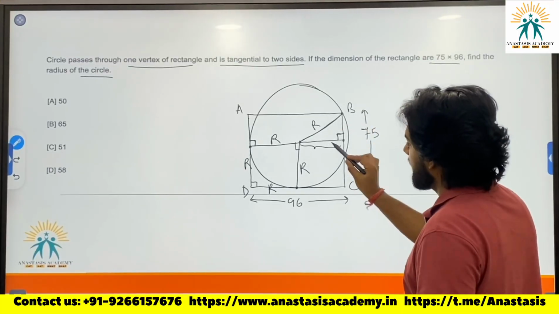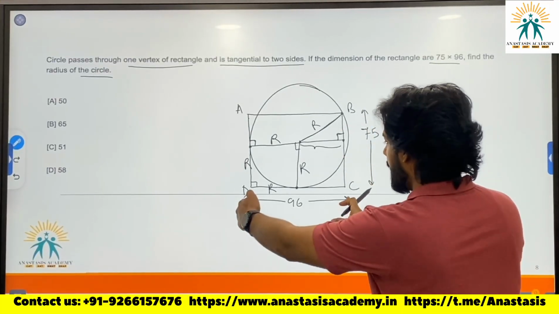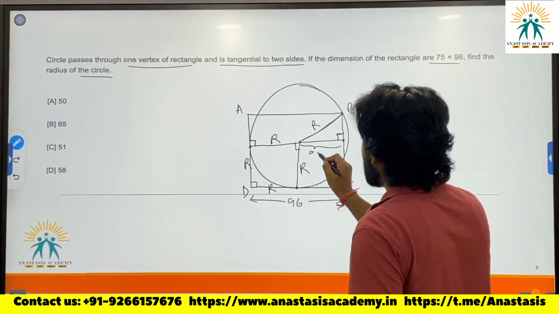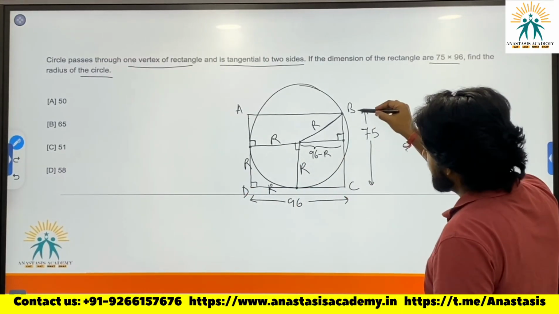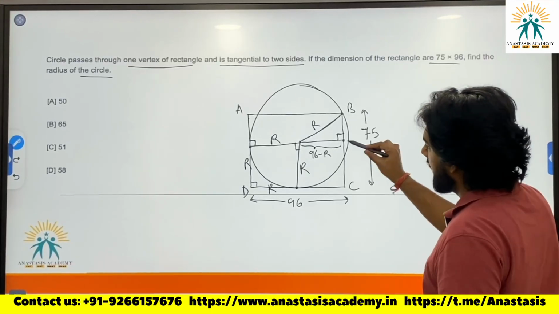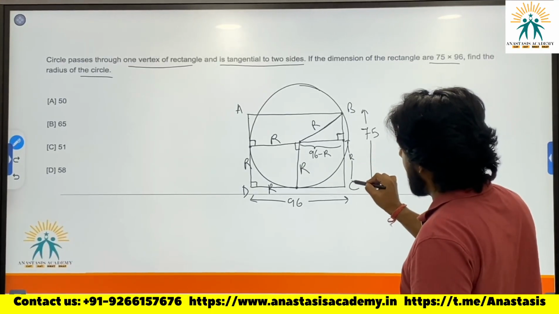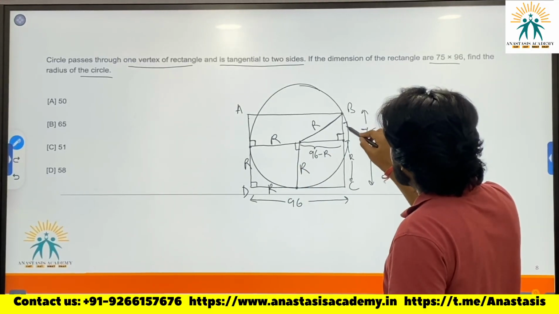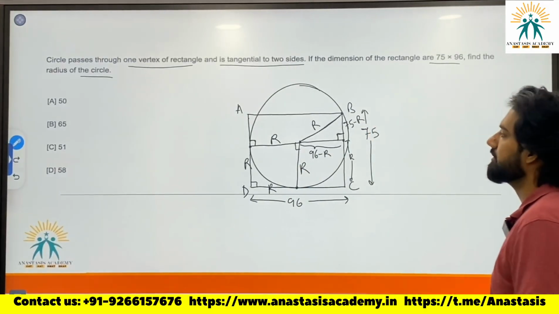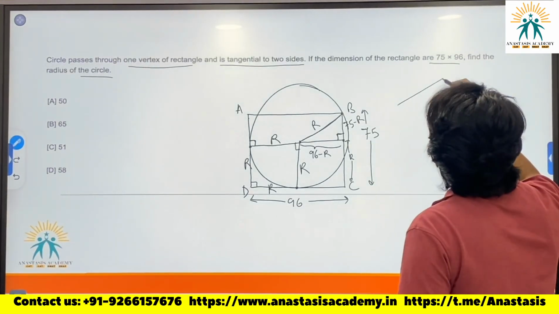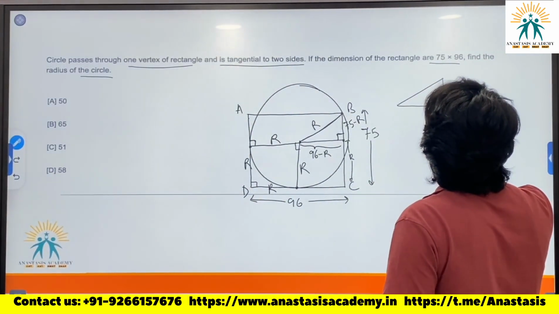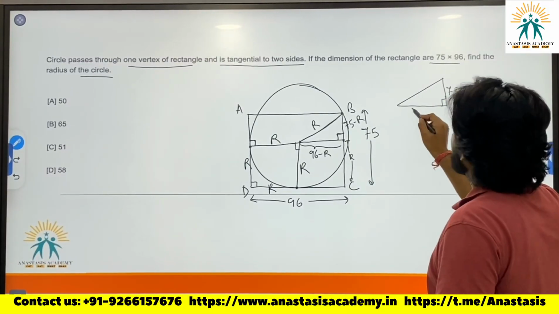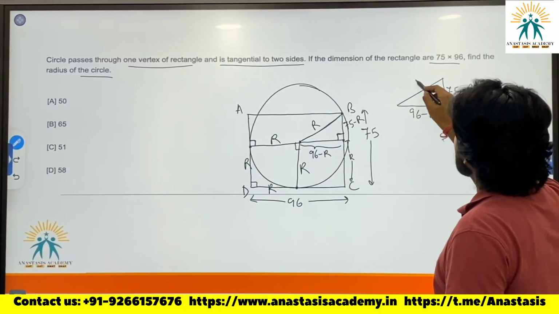This length is R. This length is also known, because the full length is 96 and this part is the radius R, so it would be 96 minus R. Now this length from B to C is 75, and this length here is the radius R, because these three are parallel lines. So it becomes 75 minus R. Now I have a right angle triangle. Sides are 75 minus R, 96 minus R, and this is R.